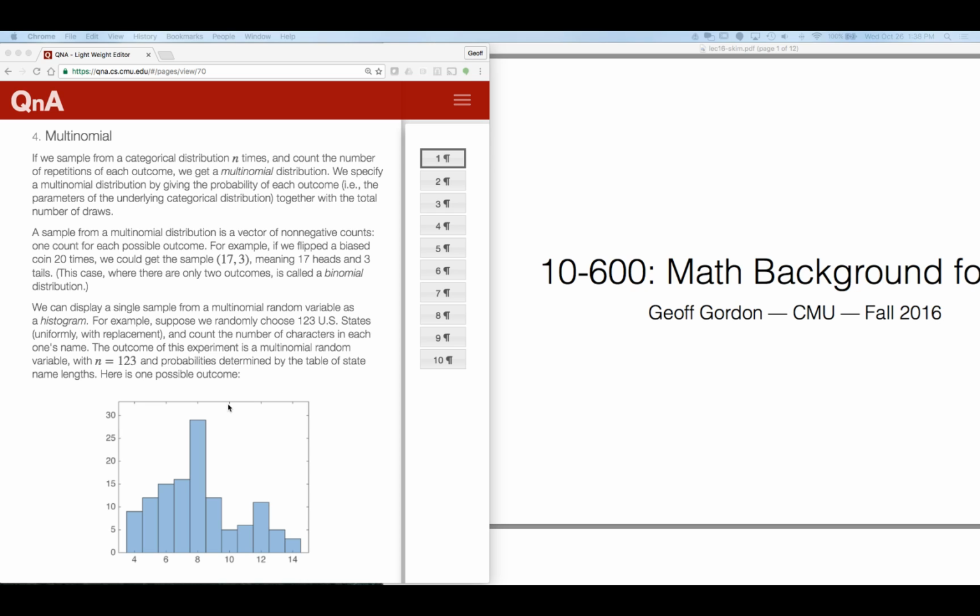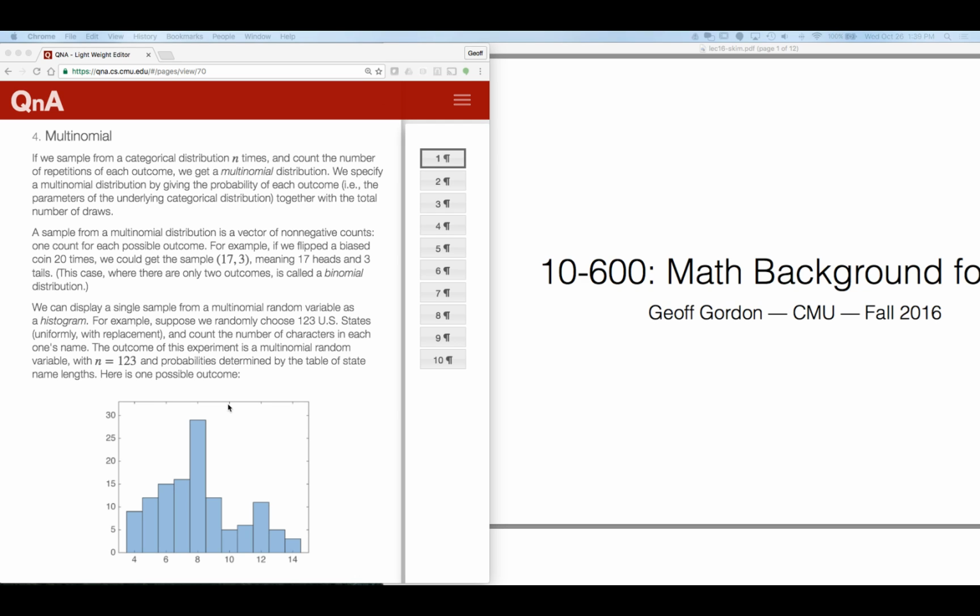And so when we do this, we get a vector of counts. The counts are all non-negative, and they sum up to n, the total number of experiments. So in our coin example, we could have 17 heads and 3 tails, or 10 heads and 10 tails, or any other number.